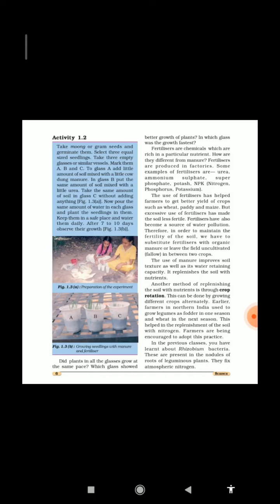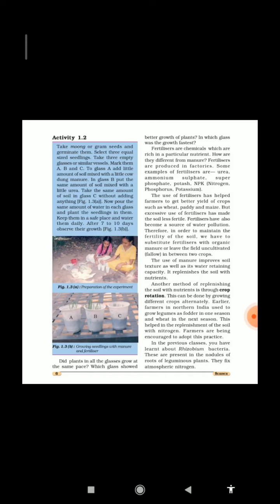Fertilizers are chemicals which are rich in a particular nutrient. How are they different from manure? Fertilizers are produced in factories. Some examples of fertilizers are urea, ammonium sulfate, superphosphate, potash, NPK: nitrogen, phosphorus, potassium. The use of fertilizers has helped farmers to get better yields of crops such as wheat, paddy, and maize. But excessive use of fertilizers has made the soil less fertile. Fertilizers have also become a source of water pollution.